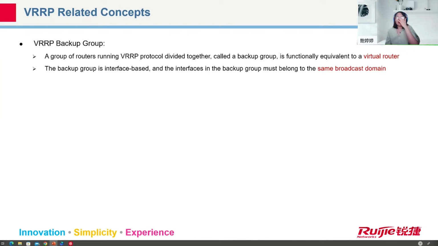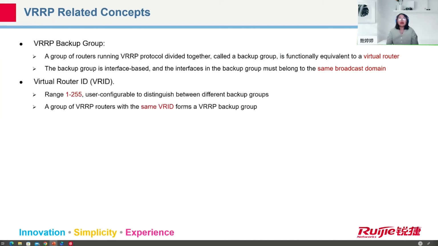So for the related concepts, let's see some detail. A VRRP group means these devices in the virtual group, and in this group they have the same virtual ID. They send out VRRP messages to select the role of master, backup or something else. So they must belong to the same broadcast domain. Pay attention to this part. They have to be in the same broadcast domain. They cannot be located in different layer 3 segments.